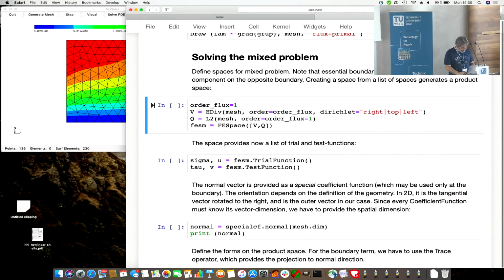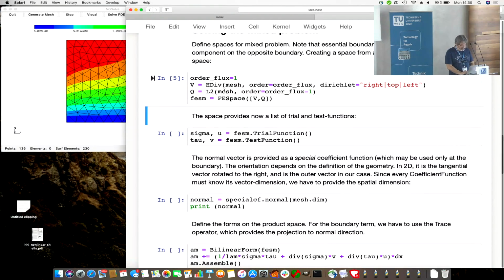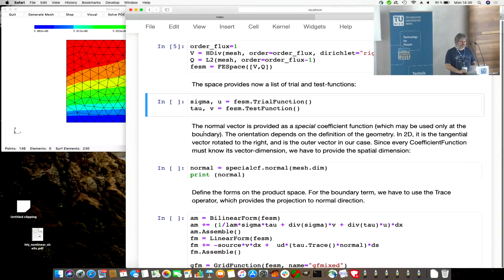Now we're solving the mixed problem. This requires a finite element space for the flux variable, for the sigma, an HDiv space, and a second space for the L2 variable u, which is now L2. First is order flux. The scalar is one order lower. And for building the product space, we can make a finite element space built by a list of finite element spaces. It gives us the product space. We can ask it for trial functions and test functions. It returns tuples for the first and second components. Or we could also do the TNT to get a tuple of tuples.